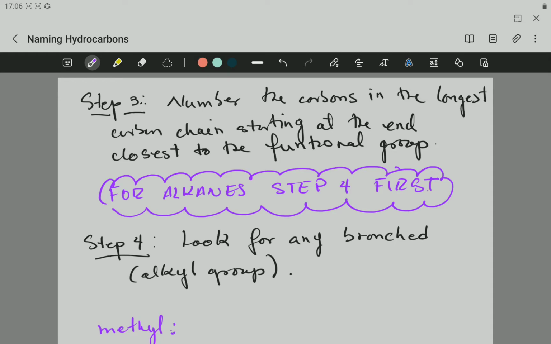You're going to number the carbons in the longest carbon chain, starting at the end closest to the functional group.